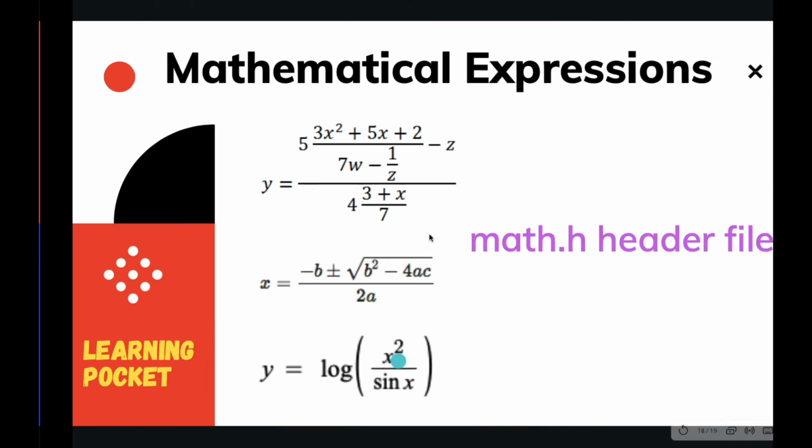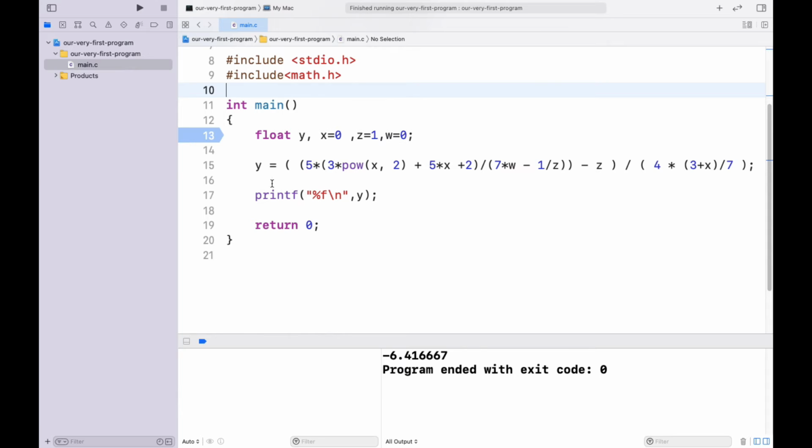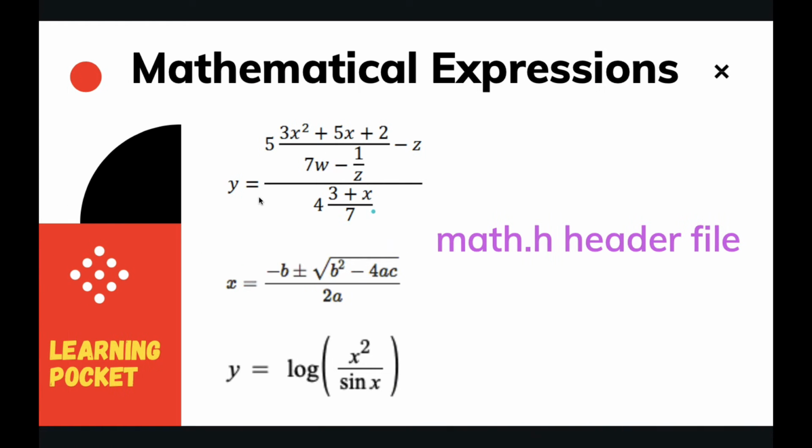So let's type down our very first function, that is 5 into 3x square plus 5x plus 2 divided by 7w minus 1 by z minus z upon 4 3 plus x upon 7. I have already typed that down, and I have included the header file math.h here. So the first expression has a numerator, which is 5 into something that also has a division operation. The main thing we are going to use while writing these mathematical expressions is brackets.